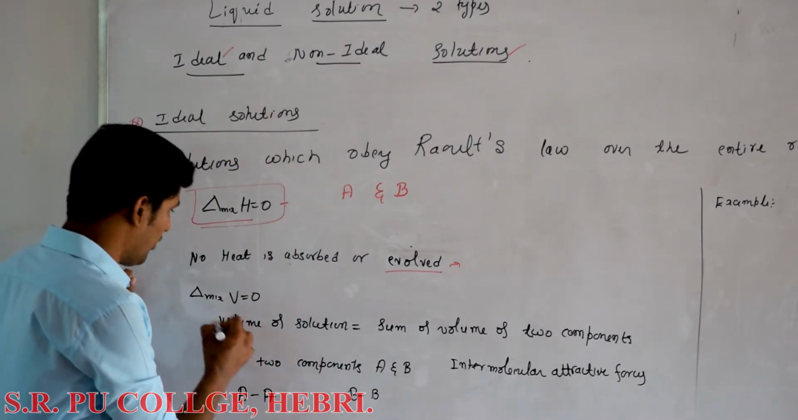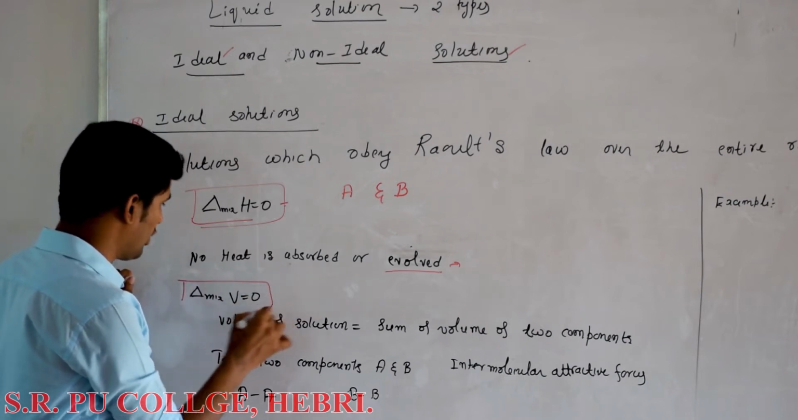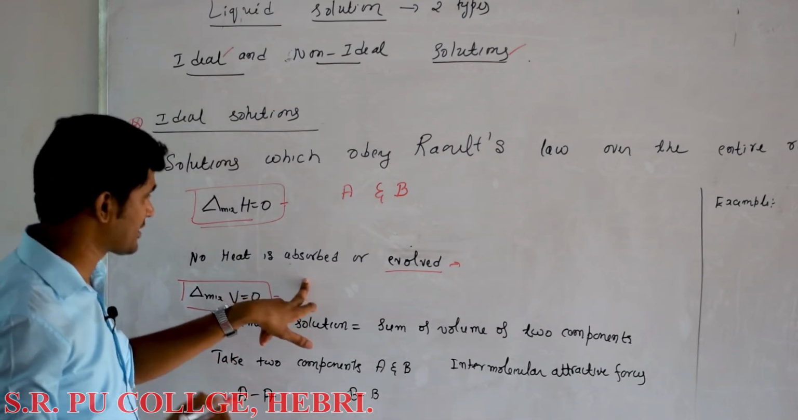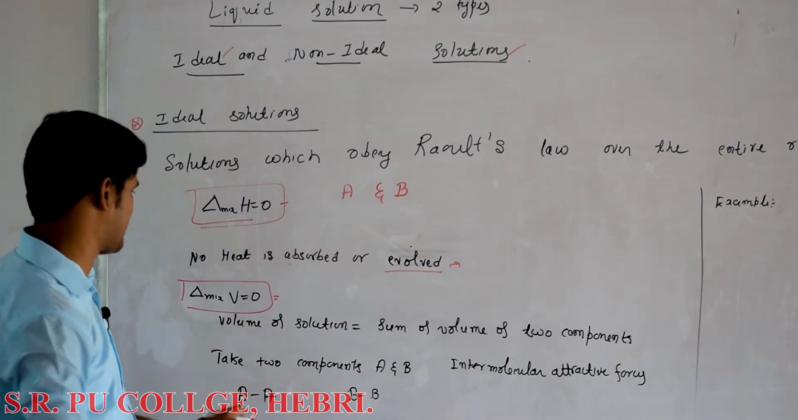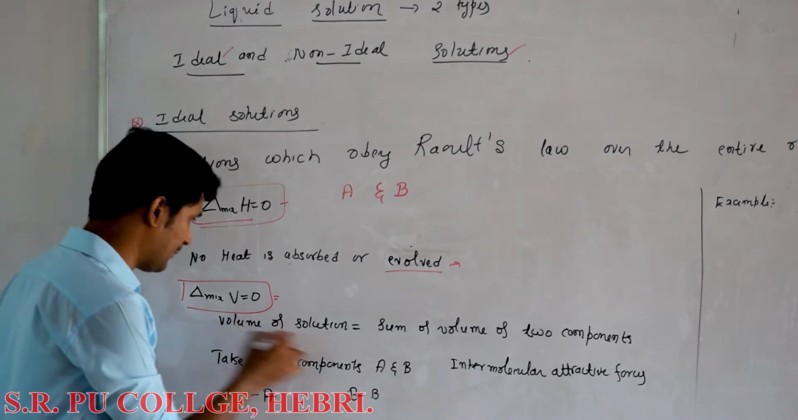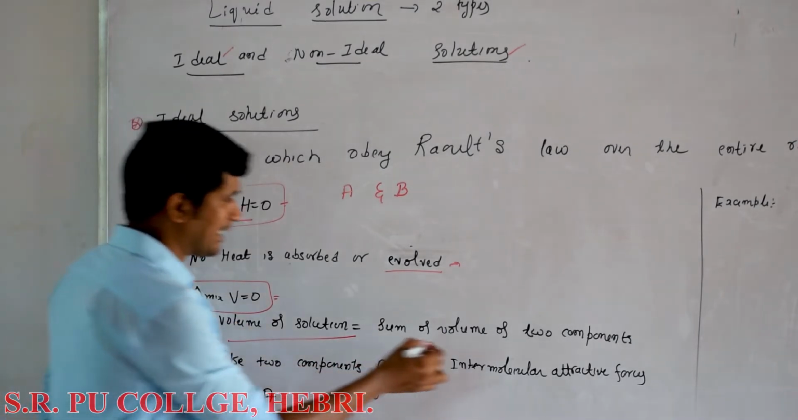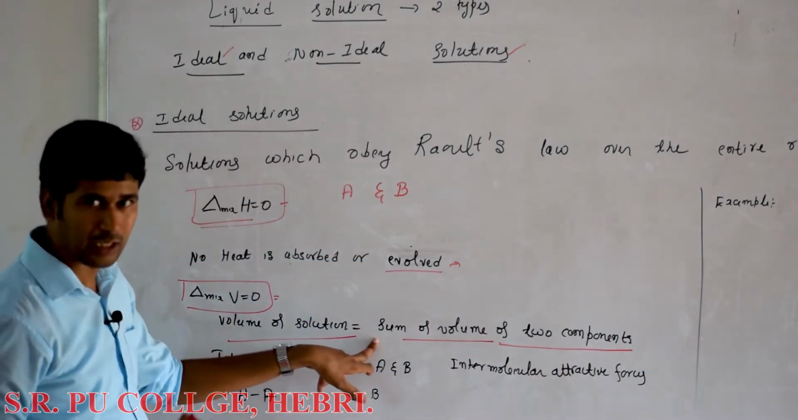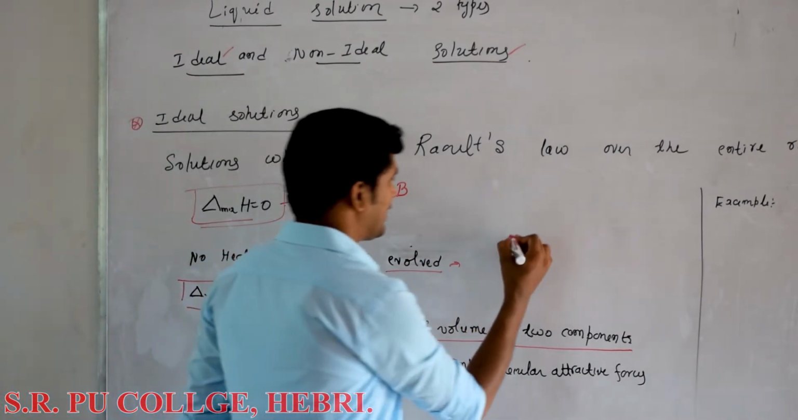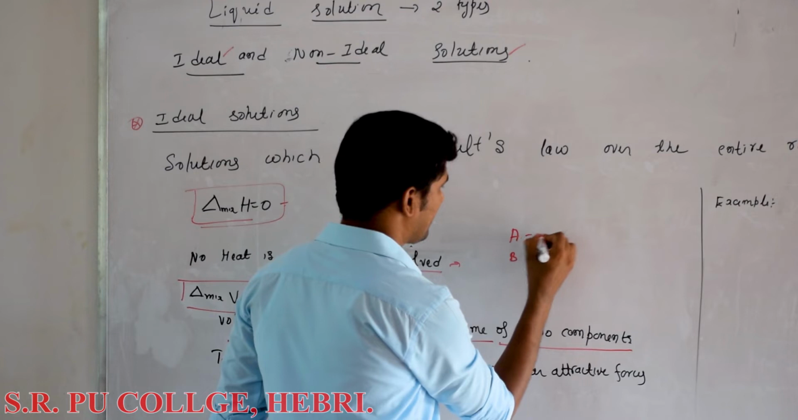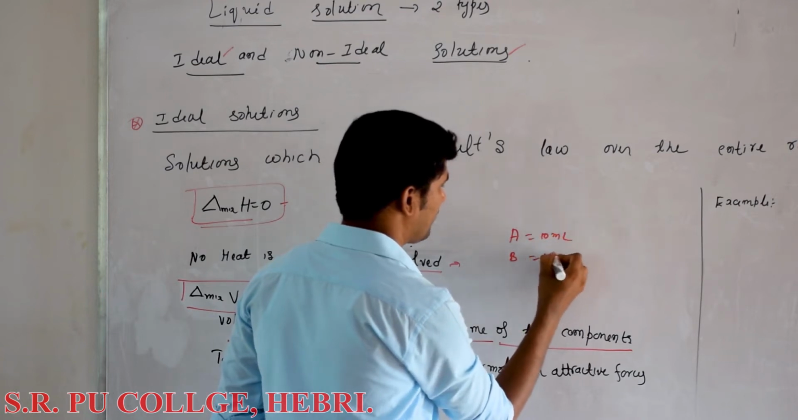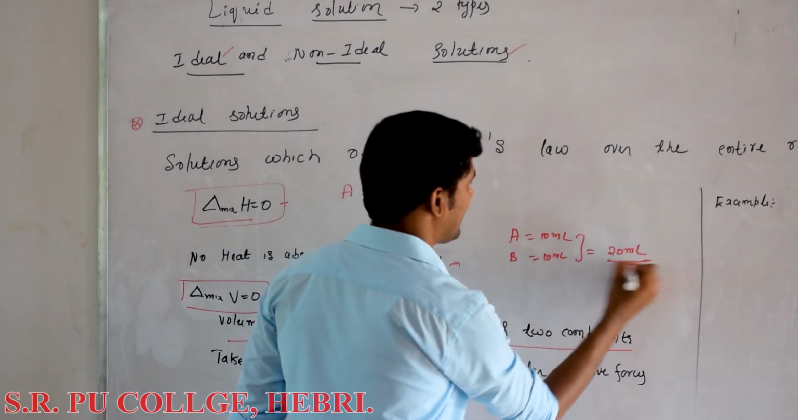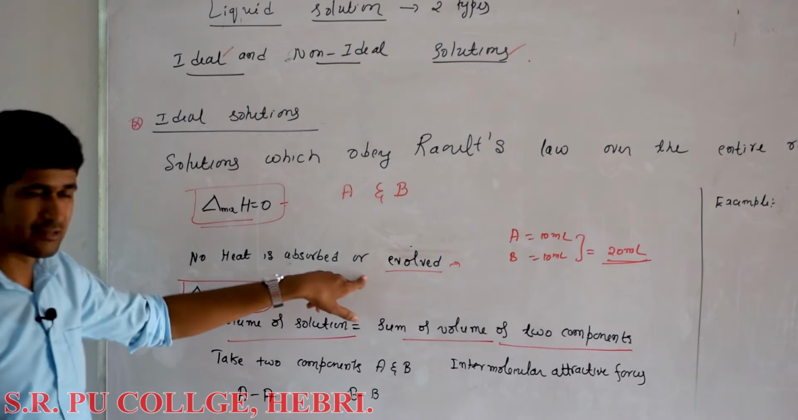Next, the volume of mixing, delta V mix, is also equal to 0. That means the volume of the solution does not change after mixing the components. When you mix two liquid components, the volume of the solution is equal to the sum of the volumes of the two components. I will give you an example. You take 10 ml of A and 10 ml of B. If you mix these two, the volume of solution is equal to 20 ml. This is true for ideal solutions.